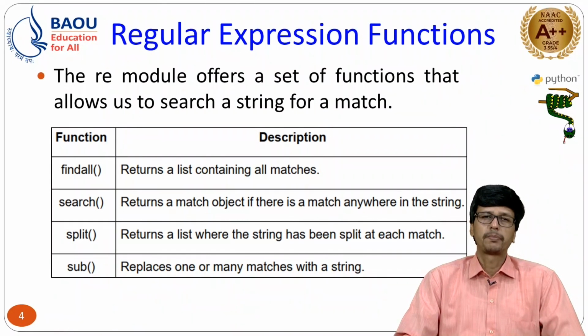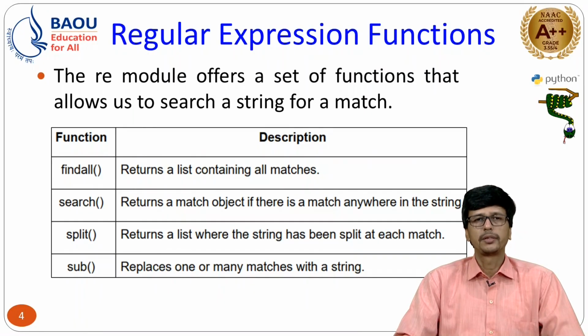Then the third one is split, which is the same as the string function that we are using. Suppose you want to split something, here we have to use a delimiter. Say for example you want to split the string by using comma, space, semicolon or any other character. In that case you have to mention that particular delimiter here. Same way, it returns the list where the string has been split at each match.